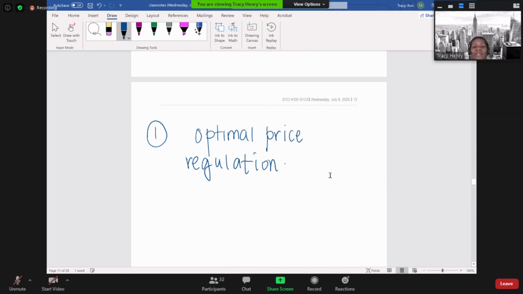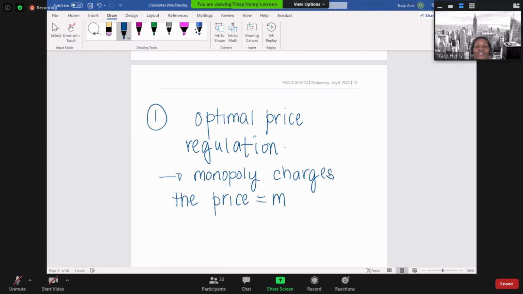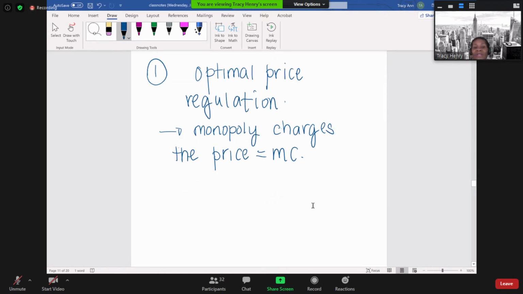And under optimal price regulation, basically, you're instructing the monopoly that they have to charge a price that is equal to marginal cost. So if you're going to choose where your price is equal to marginal cost, essentially what they're telling them to do is to get to that efficient outcome, and you're going to get that efficient quantity and that efficient price. And so in this situation, your deadweight loss will be equal to zero.